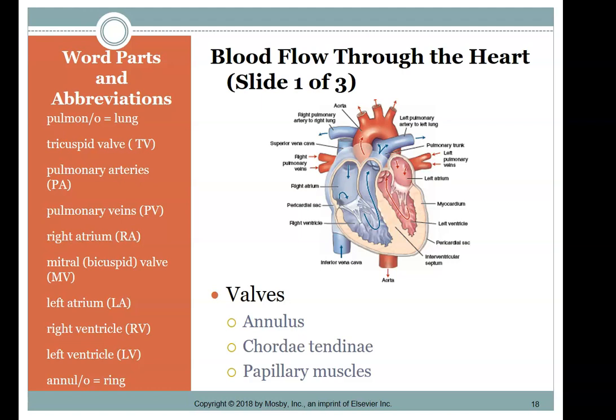And with the word parts and the abbreviations: pulmo equals lung, tricuspid valve is TV, pulmonary arteries is abbreviated as PA, pulmonary veins PV, right atrium RA. The mitral or bicuspid valve is MV. Left atrium, LA. Right ventricle is RV. Left ventricle is LV. The annulus equals ring.